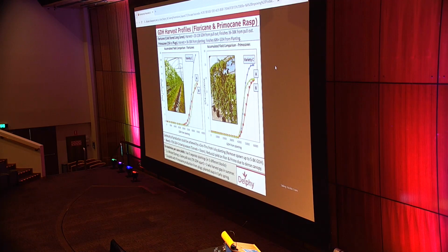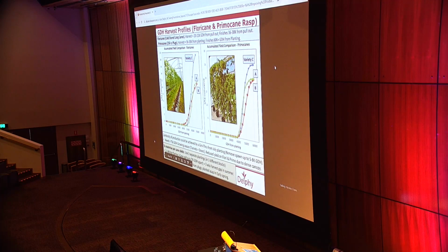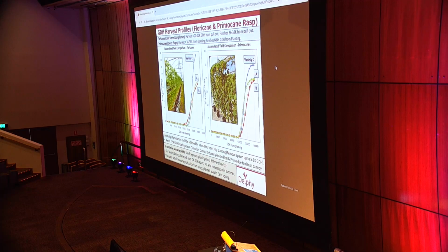There is the likelihood that the floricane yield will be slightly reduced, and the primocane yield because of density. The floricane because the primocanes are growing up through it, and the primocane because it was growing up through the floricane. To maximize per cane yield, you could use 3 separate plantings in 3 different blocks.